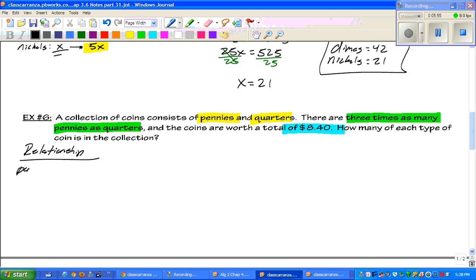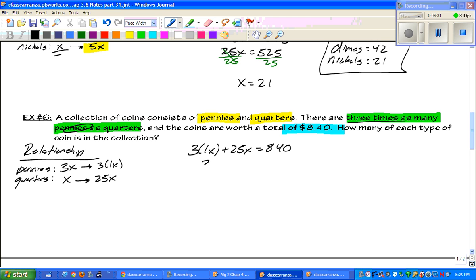So we have pennies and quarters. They're telling us that we have 3 times as many pennies as quarters. Okay, so just like the last time, pennies are 3x and the quarters are worth 25. So we're going to do that same thing: 3x plus 25x equals 840.